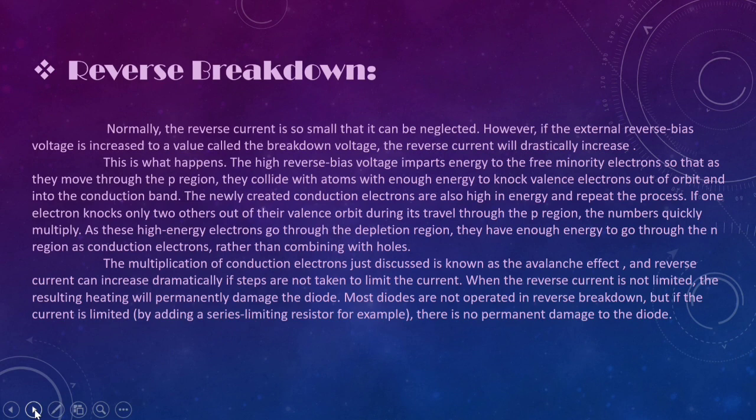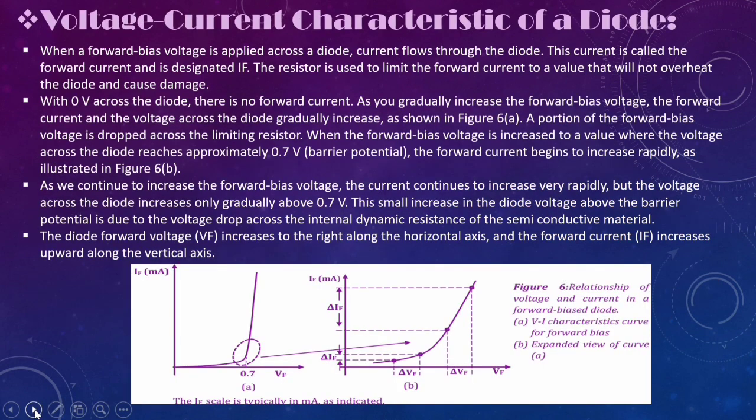However, if the external reverse bias voltage is increased to a value called the breakdown voltage, the reverse current will drastically increase. This phenomenon is known as reverse breakdown. Then the next topic is voltage-current characteristic of a diode.